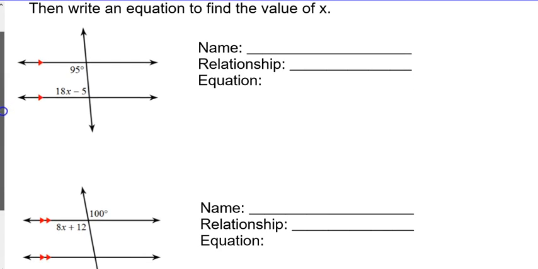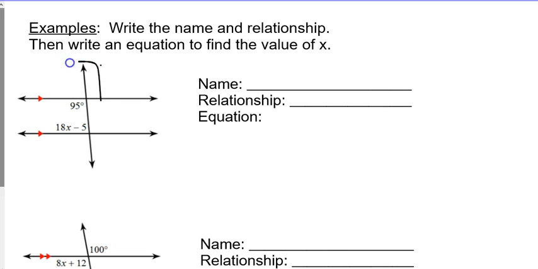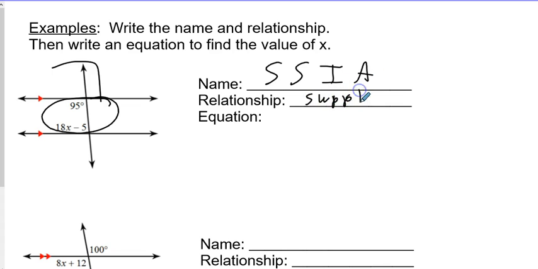So right here, notice how these are both on the inside of the lines, and they are both on the left side of the transversal. So they are same side interior angles. The relationship is supplementary, which means they add up to 180. So we're just going to say that. 95 plus 18x minus 5 equals 180.